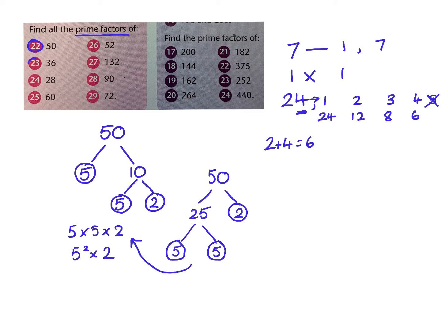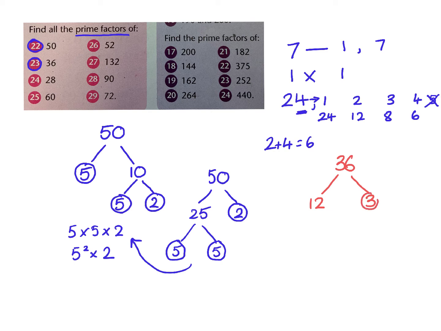Let's have a look at 23. So we're going to think about 36. I'll change my colour to make it easier. 36 is a composite number. And we're going to find two numbers that multiply together to make 36. So two factors of 36. So I'm going to use 12 and 3. You might have used two different numbers. You might have used 6 and 6. For example, you might have used 18 and 2. But I've chosen to use 12 and 3.